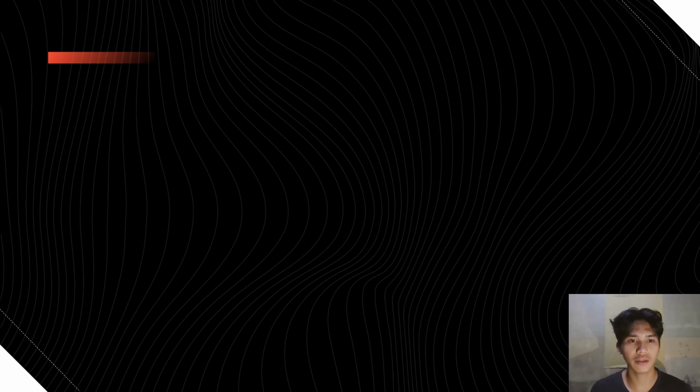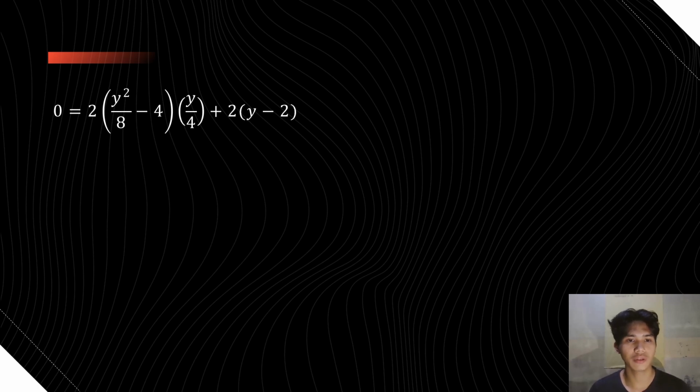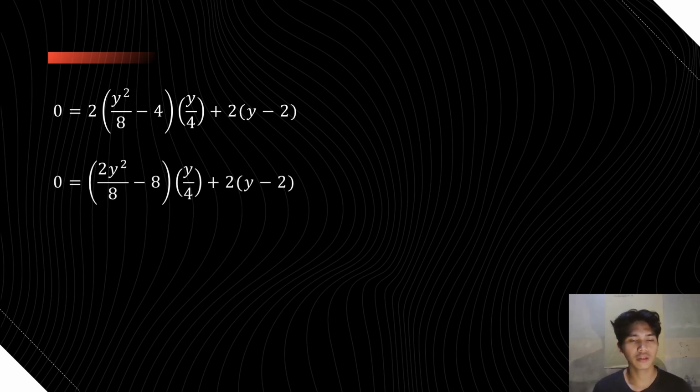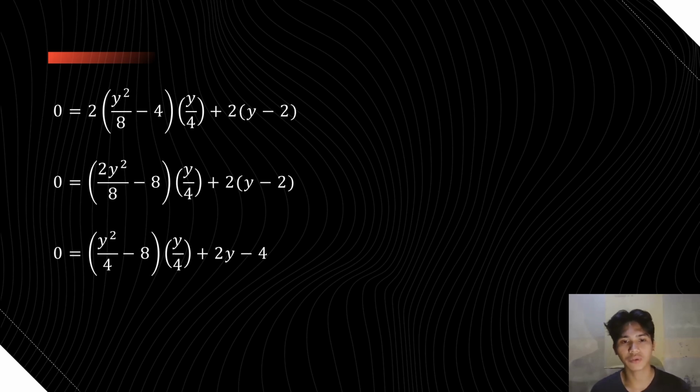So after cross multiplying the function, the remaining values of the function is 2 times (y squared over 8 minus 4) times y over 4 plus 2 times (y minus 2). So we simplify the 2 to the y squared over 8 minus 4. We'll notice that the 2 times (y minus 2) can be simplified. So we simplify it by 2 times y is 2y and 2 times negative 2 is negative 4.